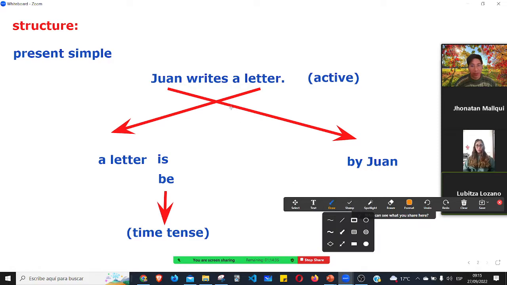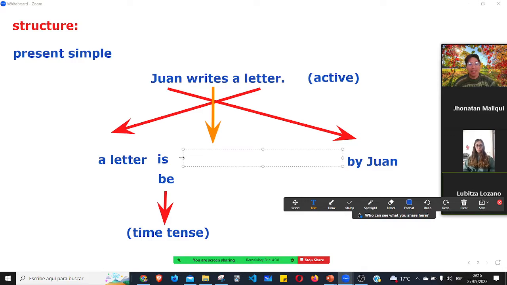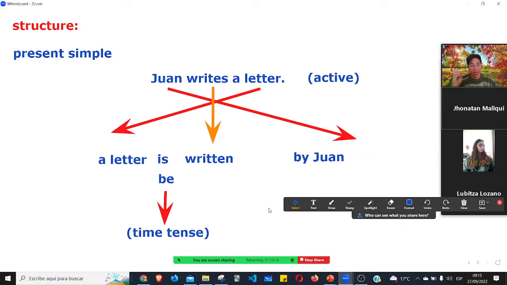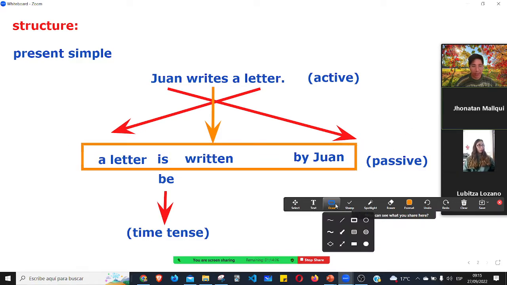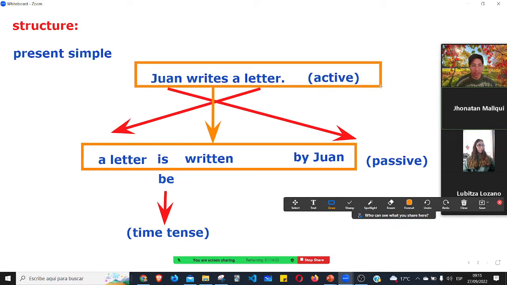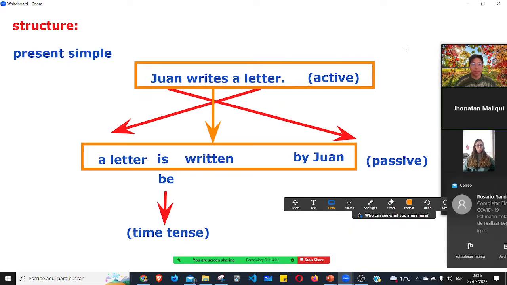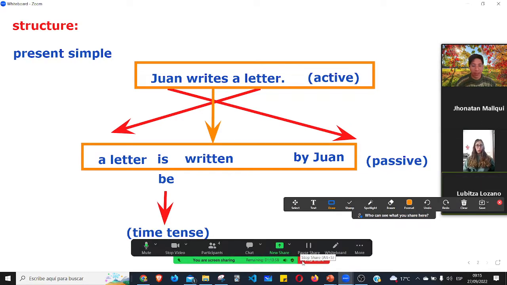Now what you have to do is write the main verb in the participle form. So we have write, wrote, written. You have to write written. A letter is written by Juan. So this is what we call the passive voice. Did you understand? Any questions up to this point? Because this is just the present simple. You got it? Amazing.